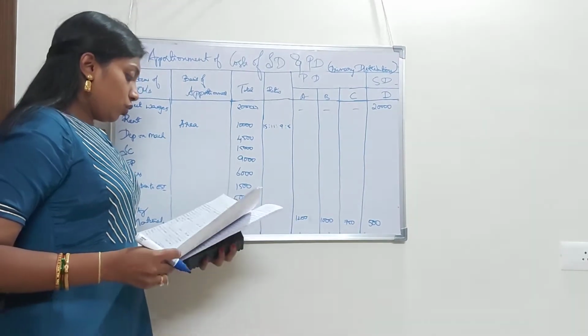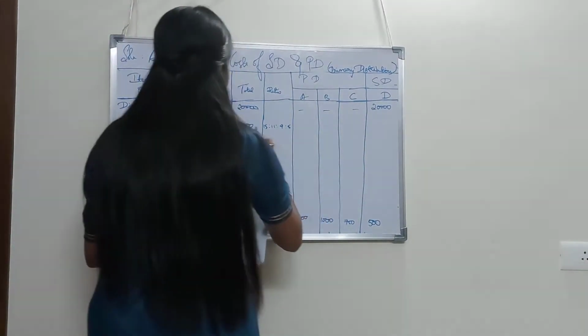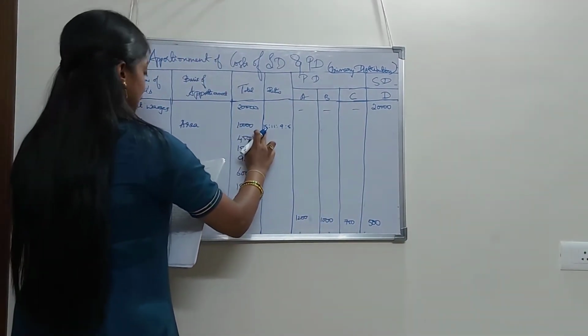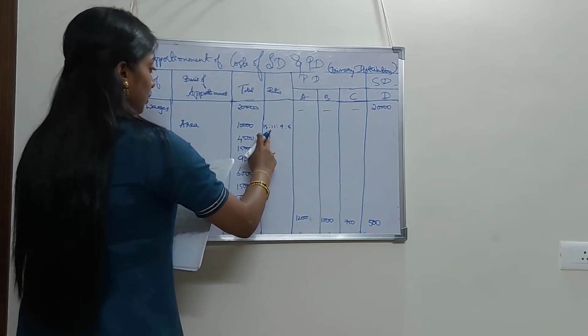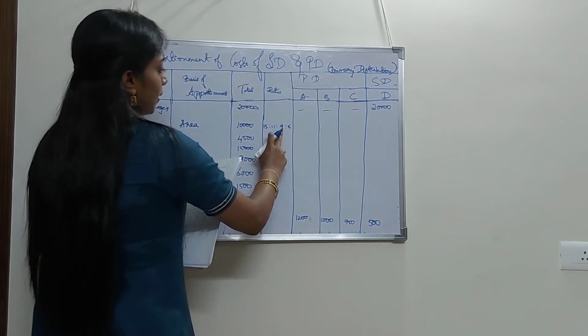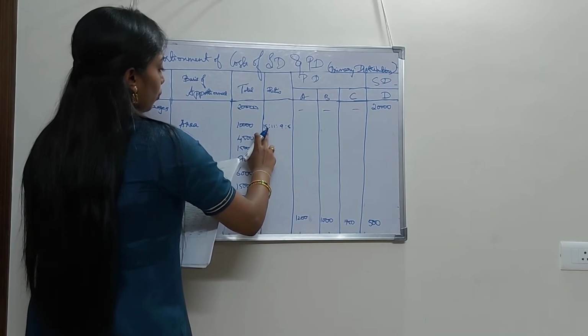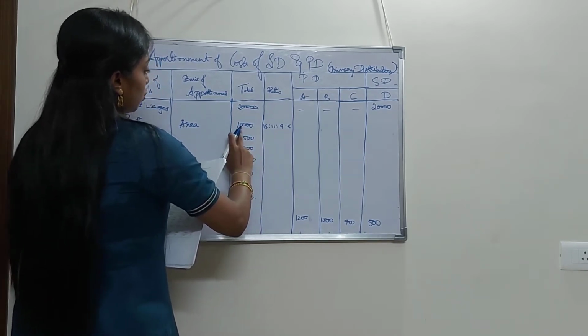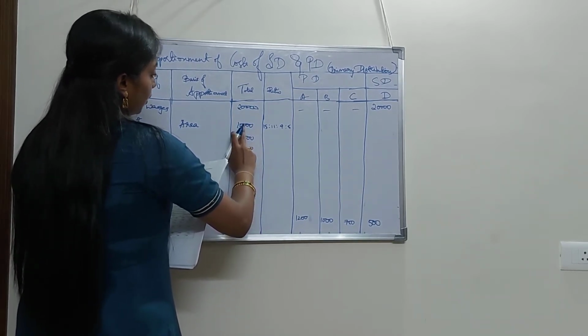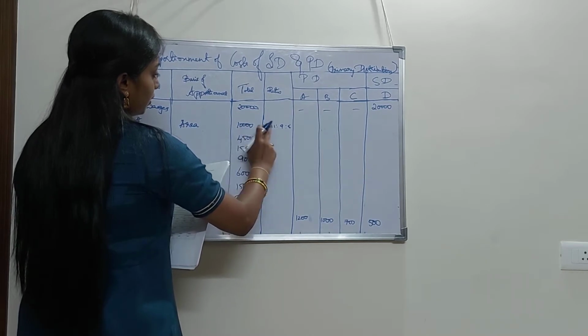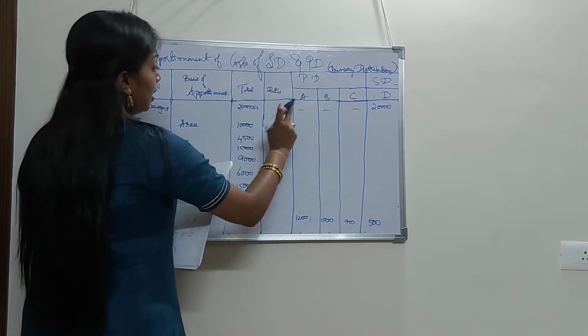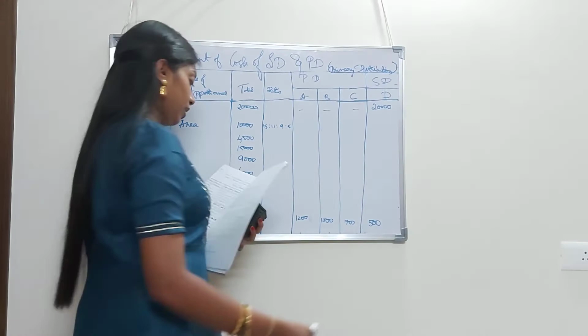15:11:9:5. So, which means it is going to be 10,000 into 15 divided by, what would be the total? 36, 33, 38. So, 15 divided by 38. So, 10,000 into 15 divided by 38. 10,000 into 11 divided by 38. 10,000 into 9 divided by 38. 10,000 into 5 divided by 38.